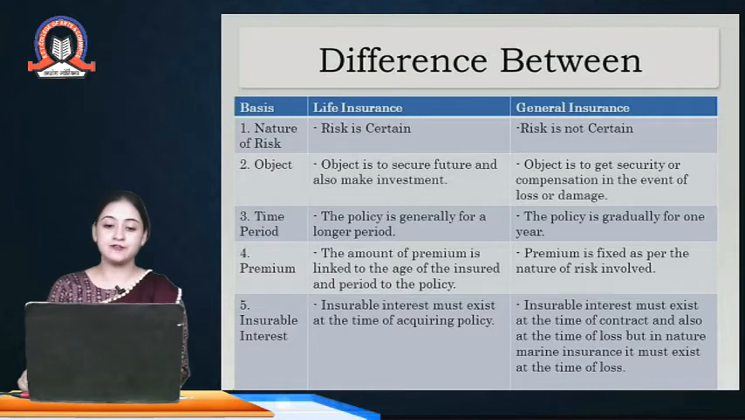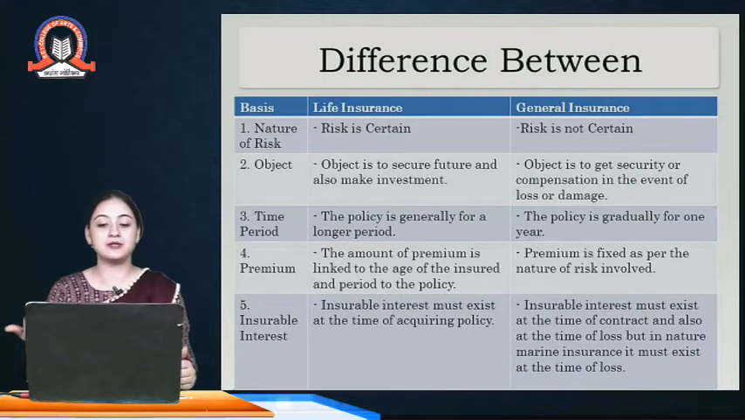The time period for life insurance is comparatively longer, but in general insurance the period is predetermined and agreed upon at the time of signing the policy papers. The amount of premium is linked to the age of the assured and the period of the policy in case of life insurance, and the premium is fixed as per the nature of risk involved and the type of policy that we are taking in terms of general insurance.